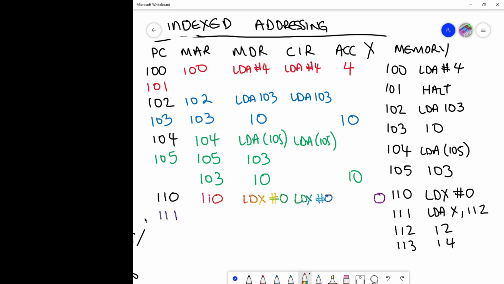Right, so it's 111. So we load that to the memory address register. We issue a read instruction, and then something arrives at the memory data register. And so in this case, it is LDA X112. The control unit says, I'll assume that's an instruction, so I'll put that in the current instruction register. So LDA X112. It decodes it. It goes, right, okay, this is index addressing.